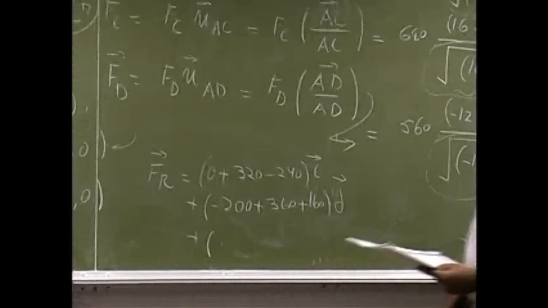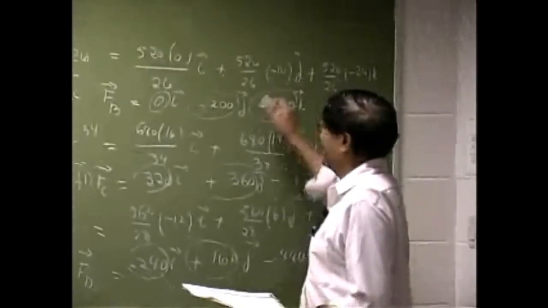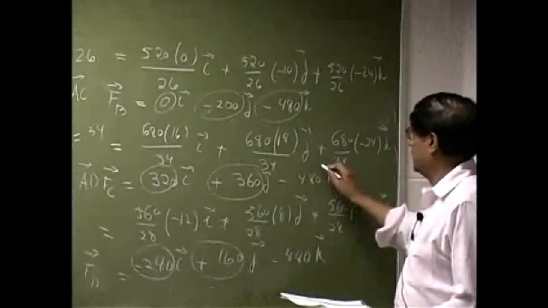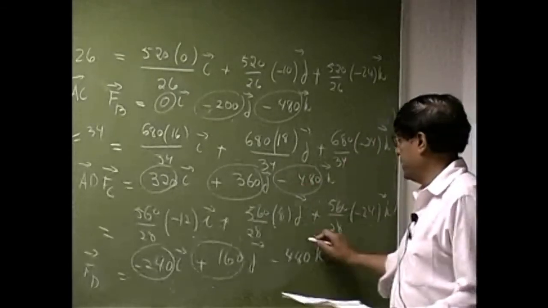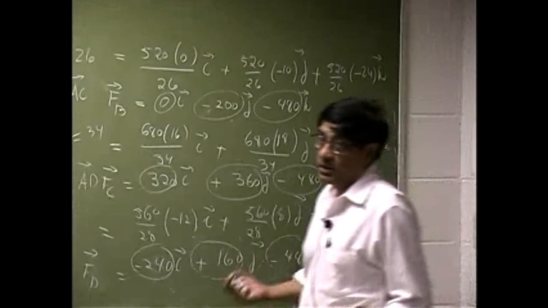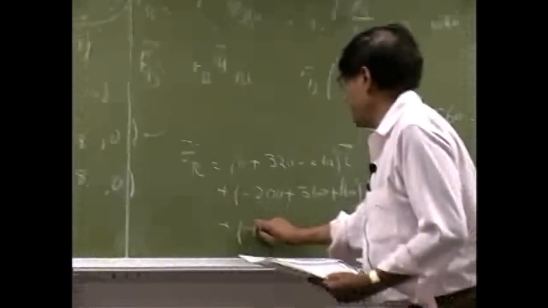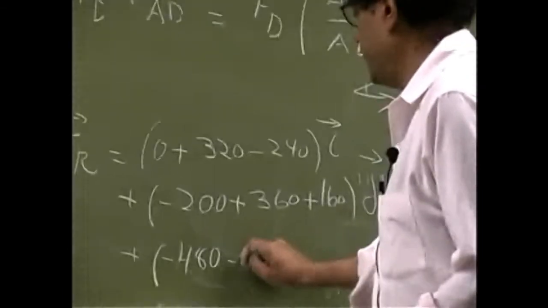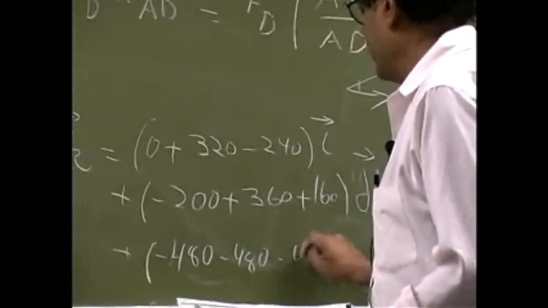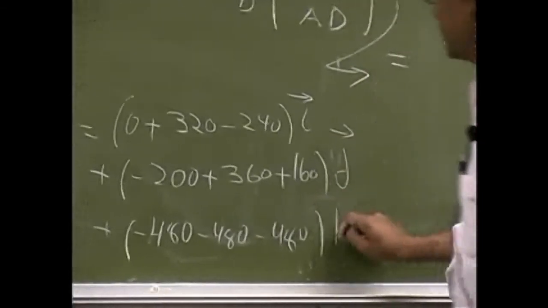And the last one. So this time you're going to look at this, which is negative 480. You're going to look at this, which is another negative 480. And you're going to look at this, that's another negative 480. So what you have is negative 480, negative 480, negative 480 times of k.